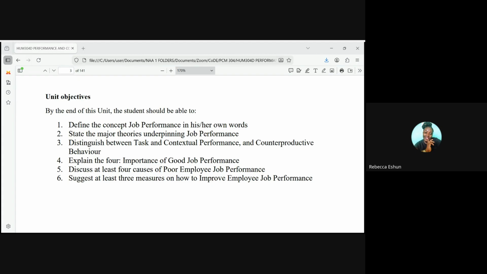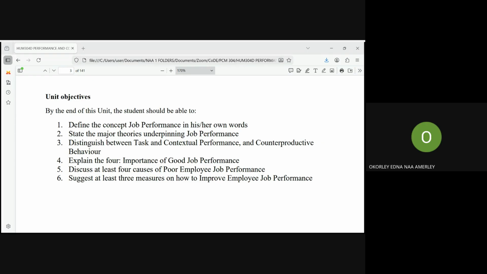Three, distinguish between task and contextual performance and counterproductive behaviors. Four, explain the importance of good job performance. Five, discuss at least 4 causes of poor employee job performance. Six, suggest at least 3 measures on how to improve employee job performance. Thank you. Thank you very much, madam. You're welcome.